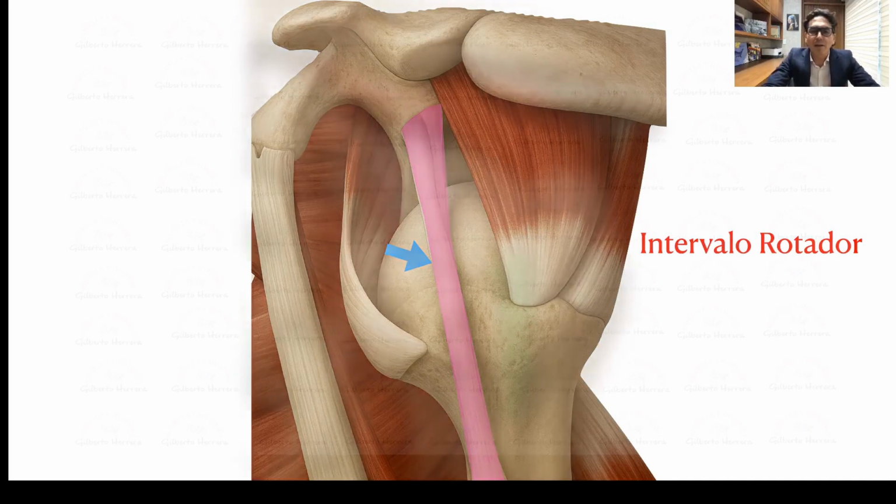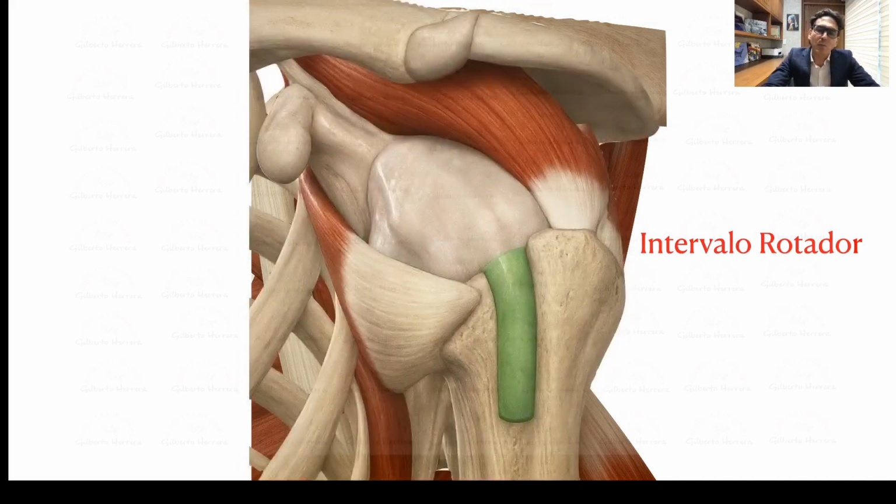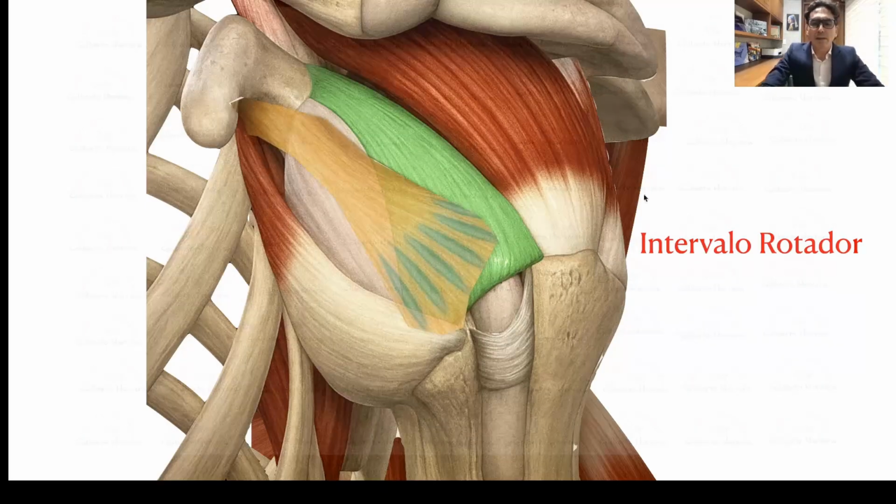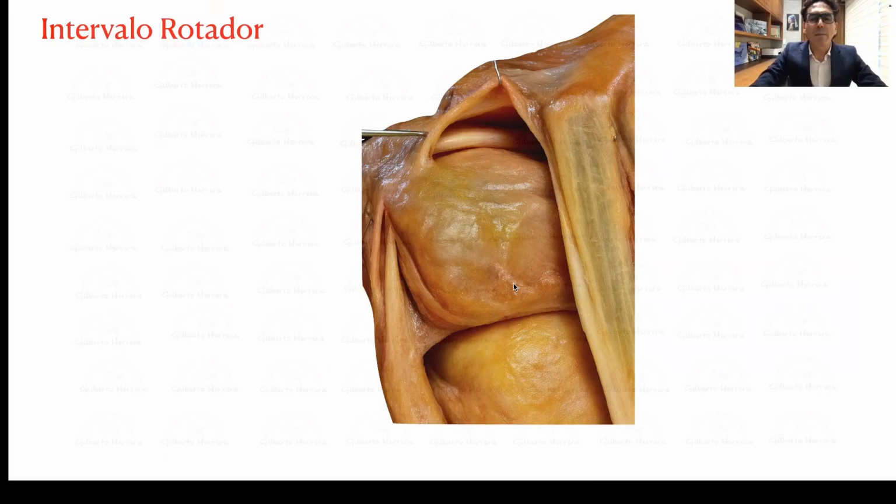However, it is an anatomical segment that contains many more structures, since there's a part of the capsule, as well as the superior glenohumeral ligament and the coracohumeral ligament, along with the bicipital groove. Let's look at it in more detail, because this structure is important. Source of pathology and interventions.